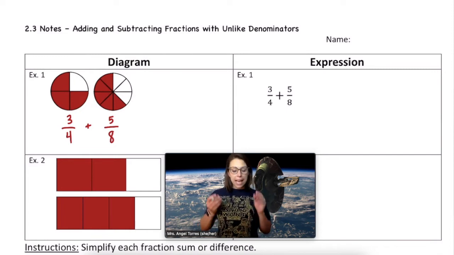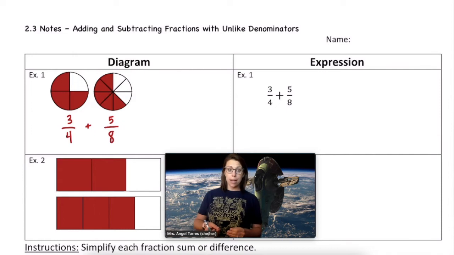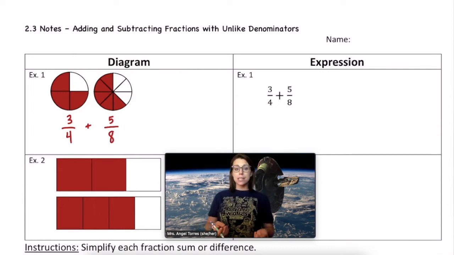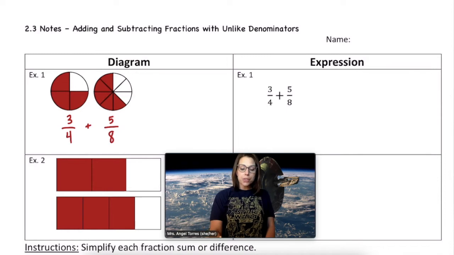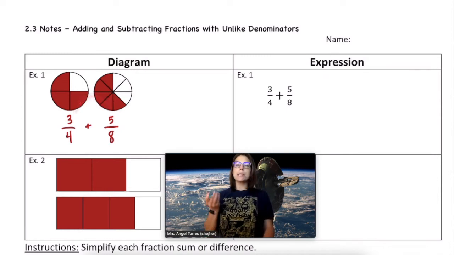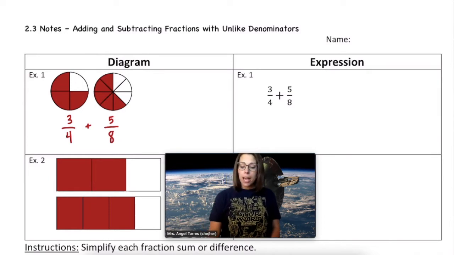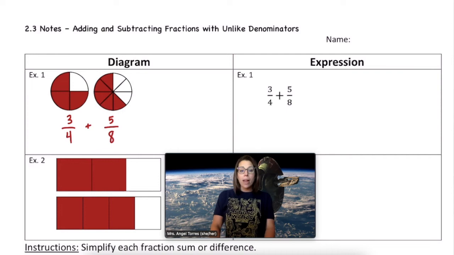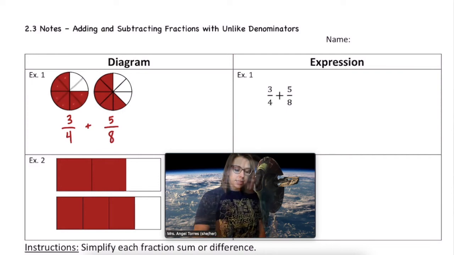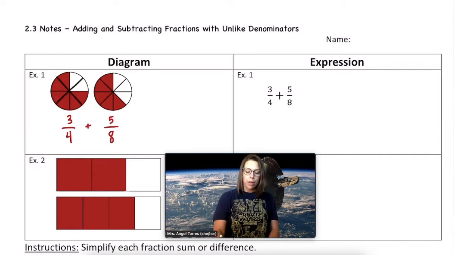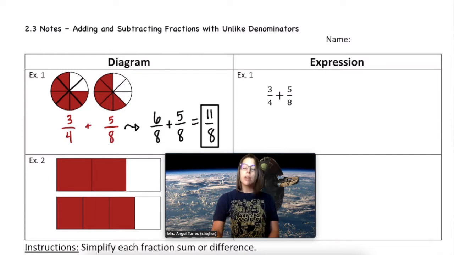However, we can change one of the diagrams so that they become the same size piece. So to change these fourths into eighths, I have to ask myself, how many eighths are in 3/4? And I can put that actually in the diagram. All I have to do is change the diagram from 4 pieces to 8 pieces. 6/8 are in 3/4. So I can rewrite this expression as 6/8 plus 5 more eighths, 11/8 in total.